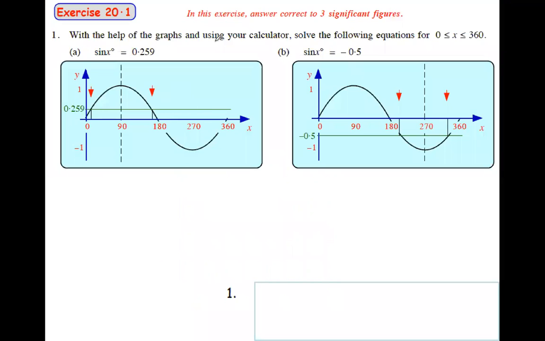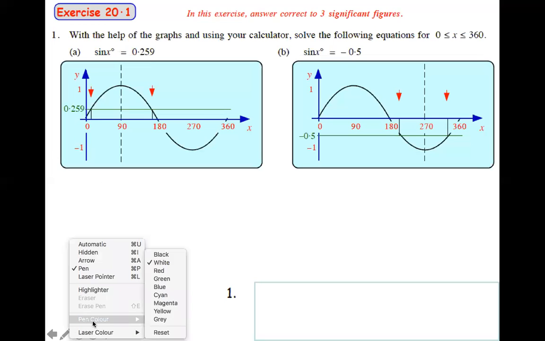With the help of the graphs, using your calculator, solve the following for x between 0 and 360, which is what the graph is doing. This time we've got sine x equals 0.259 and sine x is negative 0.5. So give it a try. Let's see what you get. Let me know how you get on.